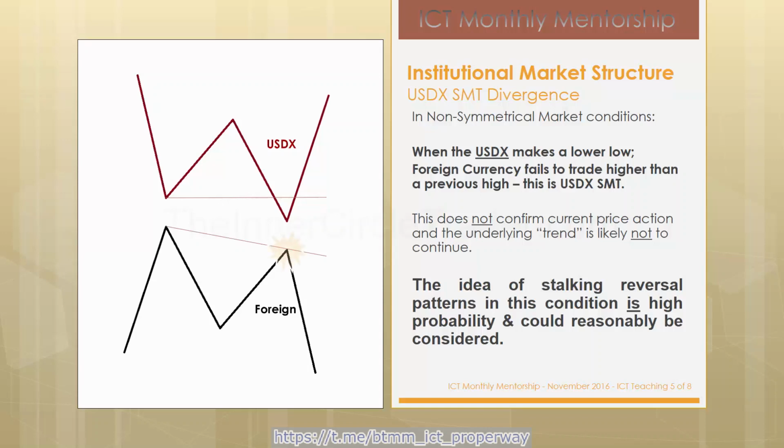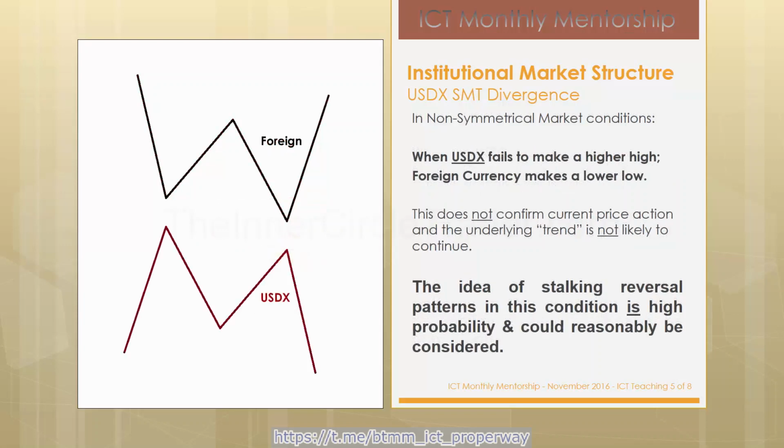However, the idea of stalking reversal patterns in this condition is high probability and could reasonably be considered. That lower low on foreign currencies is indicating that the dollar index is most likely going down below a previous low to do what? Wipe out the sell stops, accumulate new buying, and the rally should ensue in the dollar. If the dollar is going to rally, that means there's going to be downward pressure in foreign currencies, and it's already shown itself in the form of weakness by having a failure swing in the foreign currency making a lower high.